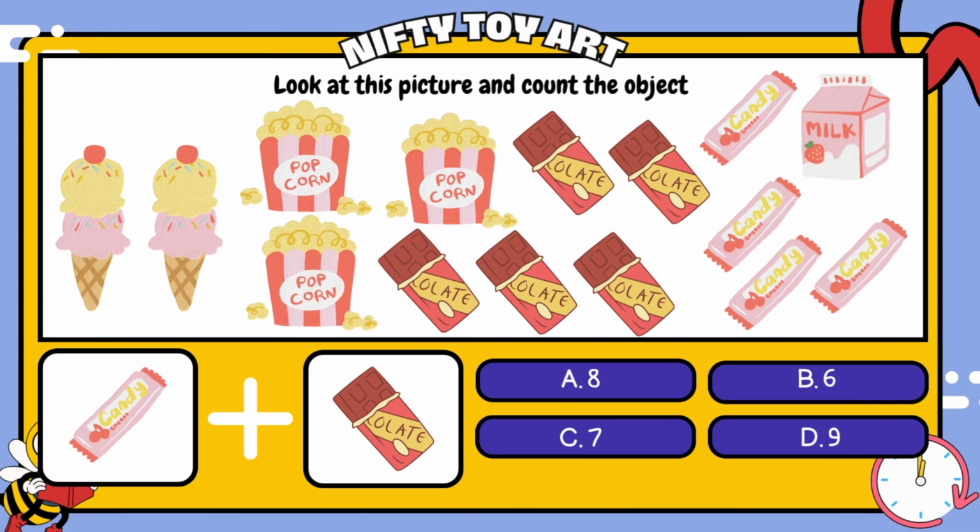I want to take all the candy plus the chocolate. So what is the total number of foods? That's right, 9. I want to take all the candy plus the ice cream. So what is the total number of foods? That's right, 6.